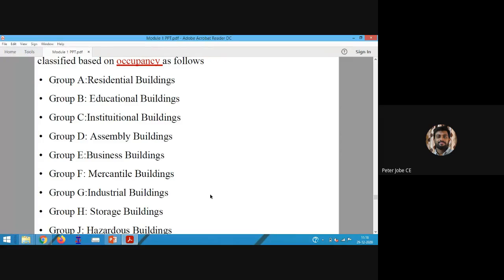Explain what is meant by the Group B category of educational buildings and which all buildings will come under this category. Give some examples too.